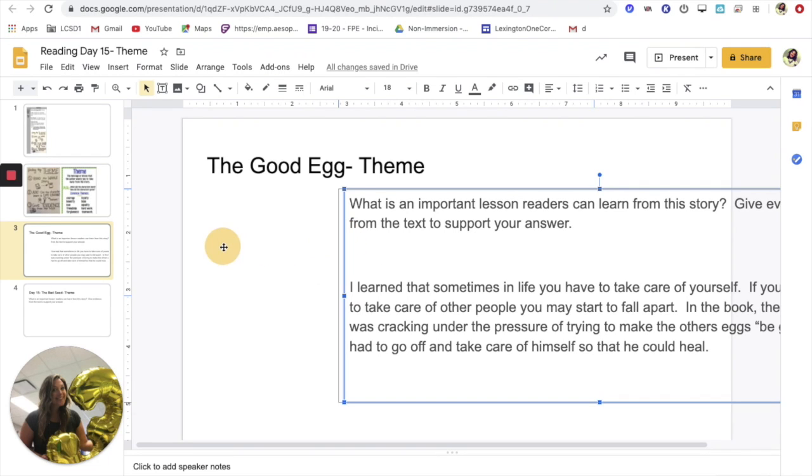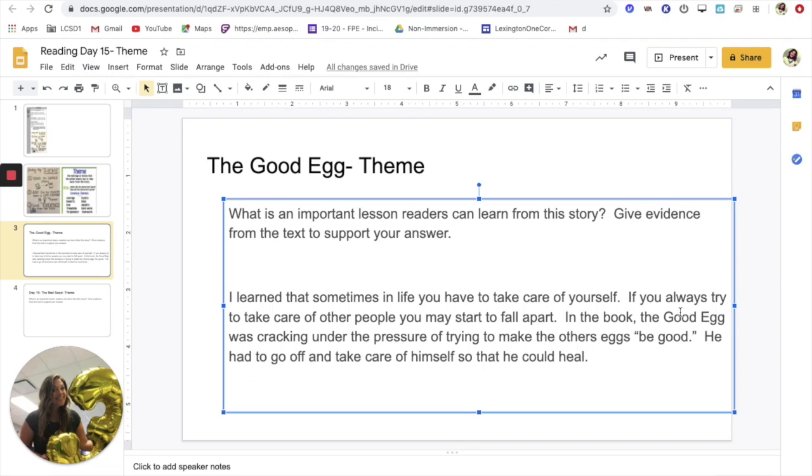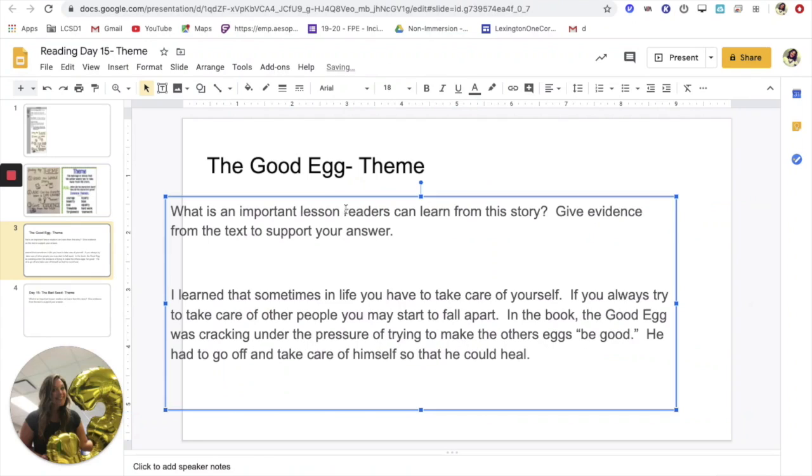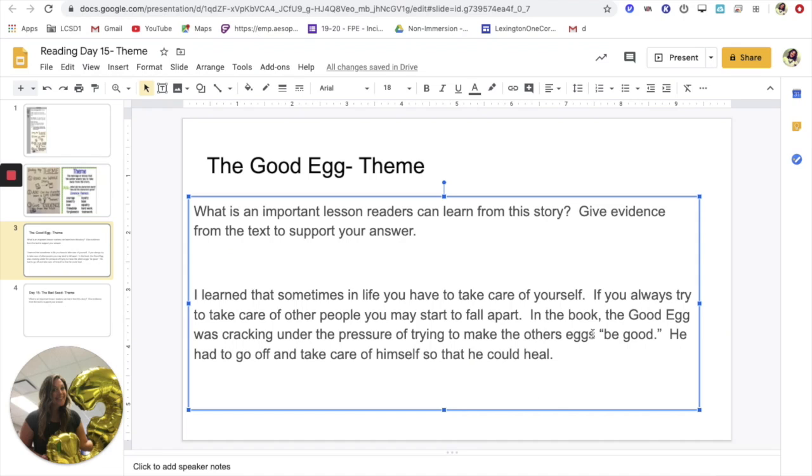If you always try to take care of other people, you may start to fall apart. In the book, the good egg was cracking under the pressure of trying to make the other eggs be good. He had to go off and take care of himself so that he could heal. He literally was falling apart because he wasn't taking care of himself but trying to take care of everybody else. So I wrote about one lesson and gave you evidence from the text that proves he was cracking under the pressure of trying to make the other eggs be good, and he had to go off and take care of himself so he could heal.